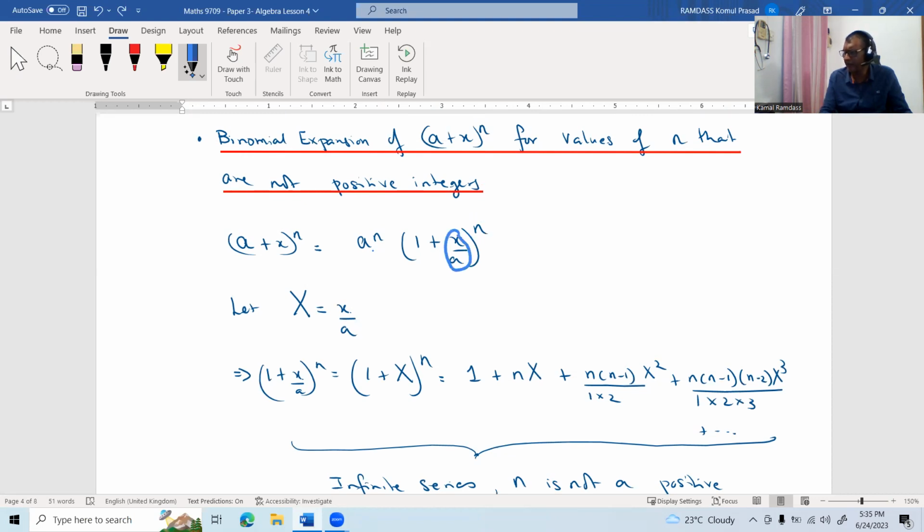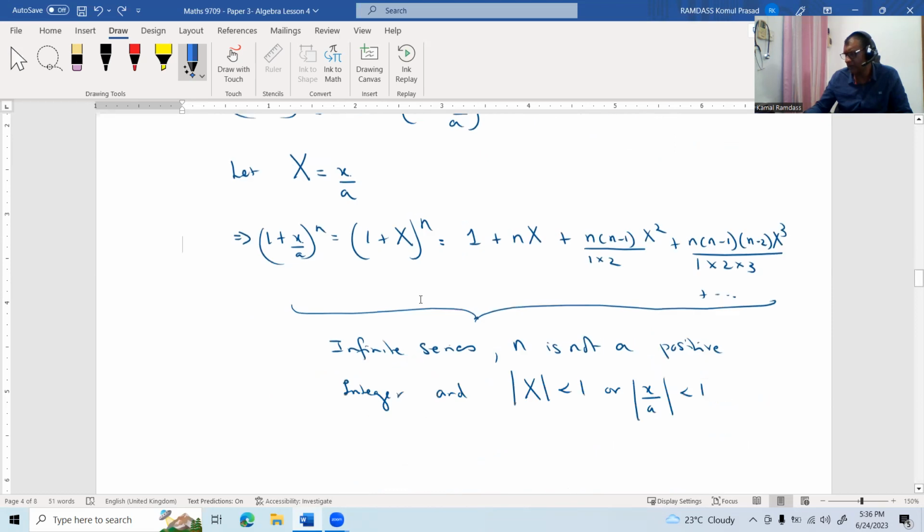Et moi, appelle ça capital X. Capital X is equal to small x over a. Et 1 plus x over a to the power of n is equal to 1 plus capital X to the power of n. Et nous regagnons la formule, la general formula, 1 plus nx plus n times n minus 1 x square, capital X to the square, bien sûr, divided by 2 plus n times n minus 1 times n minus 2, capital X to the cube, divided by 6, ainsi de suite.